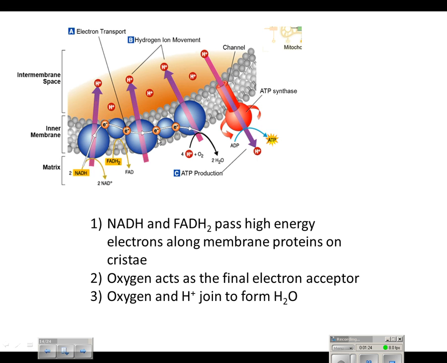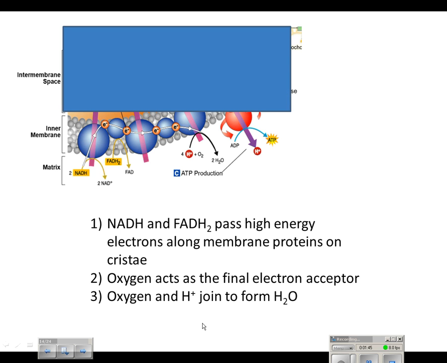Now, the final electron acceptor in this process is actually oxygen. And oxygen is going to grab these hydrogen ions that are here. And hydrogen plus oxygen is going to equal water. So we're actually going to get two water molecules from this process.